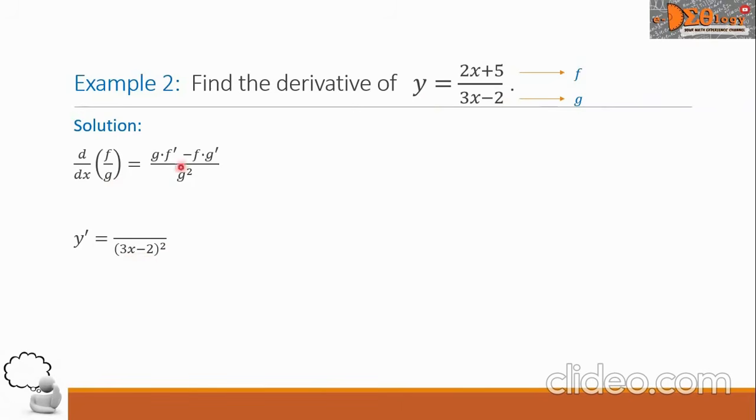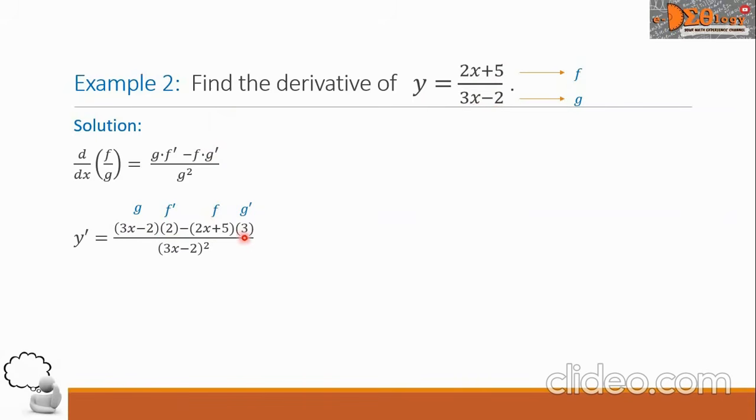Next, let us write the first product here, g times f prime. So we copy the denominator, that is the 3x minus 2, times the derivative of 2x plus 5. So we write here 2. Then minus the second product, f times g prime. F is our numerator, so we have 2x plus 5 times g prime, the derivative of 3x minus 2. So we write here 3.